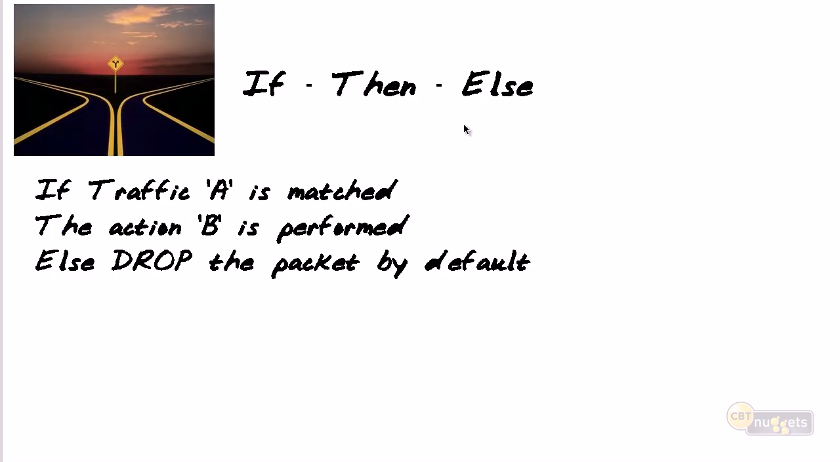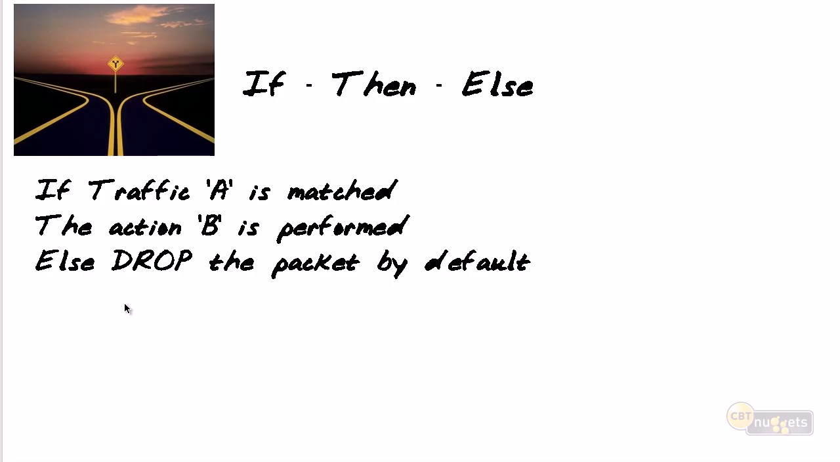Okay, implementing a security policy on the SRX gateway is just doing a simple little program. Okay, it's an if, then else statement. In other words, if traffic A is matched, and we can match based on different criteria, or we can identify the traffic based on different attributes, then the action B is performed, else we're going to drop the packet by default. That's the default action.